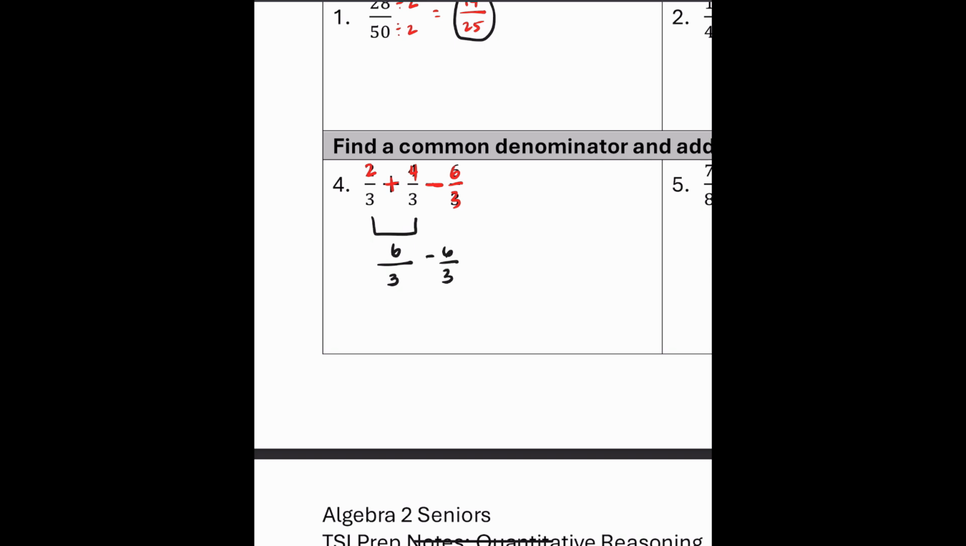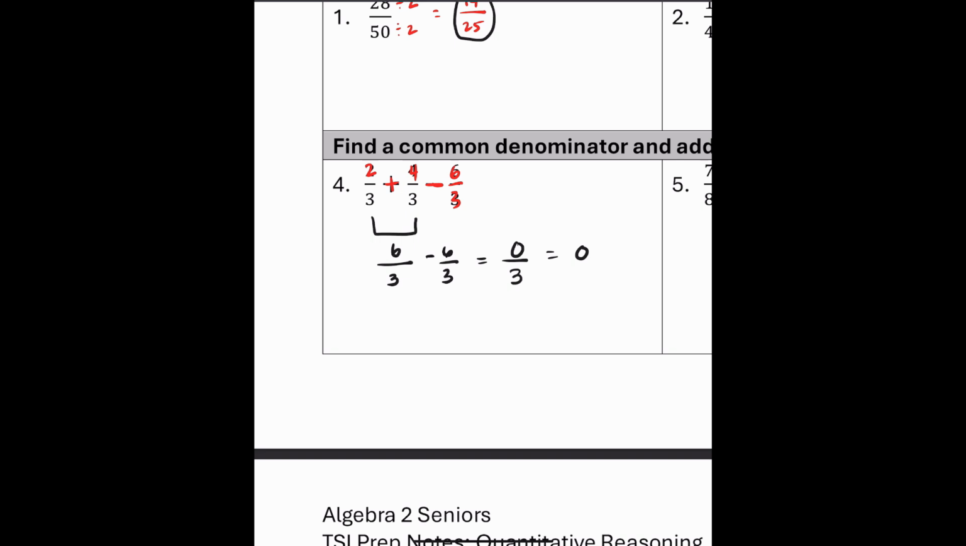And I can go ahead and subtract these two fractions because, again, the denominators are the same. So the result, you're going to have it divided by 3, but 6 minus 6 is 0. And we have 0 divided by 3, and we all know that 0 divided by any number is 0. All right, so that's me simplifying there.